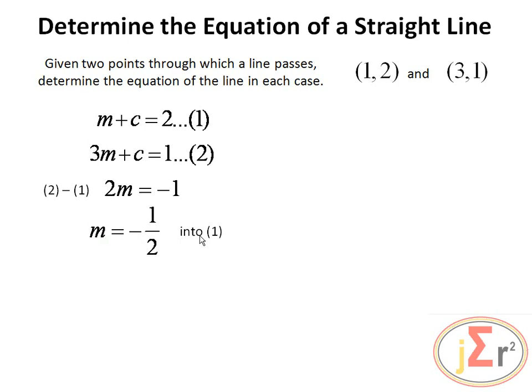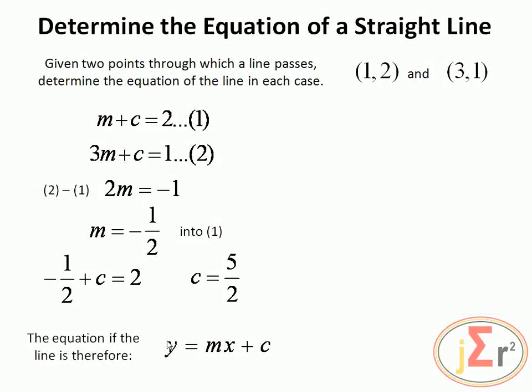So we have found the gradient, so we need to determine the value of the other unknown. We are going to substitute that gradient, negative 1 over 2, into the equation. And we are going to choose, of course, the simplest equation, which is equation 1. So equation 1 is m plus c is equal to 2. So the m is negative a half, so let us put negative a half where m is. So negative a half plus c is equal to 2. So c is equal to, this is going to go over, become a positive a half. c is equal to positive 2.5, and that can be written as 5 over 2.